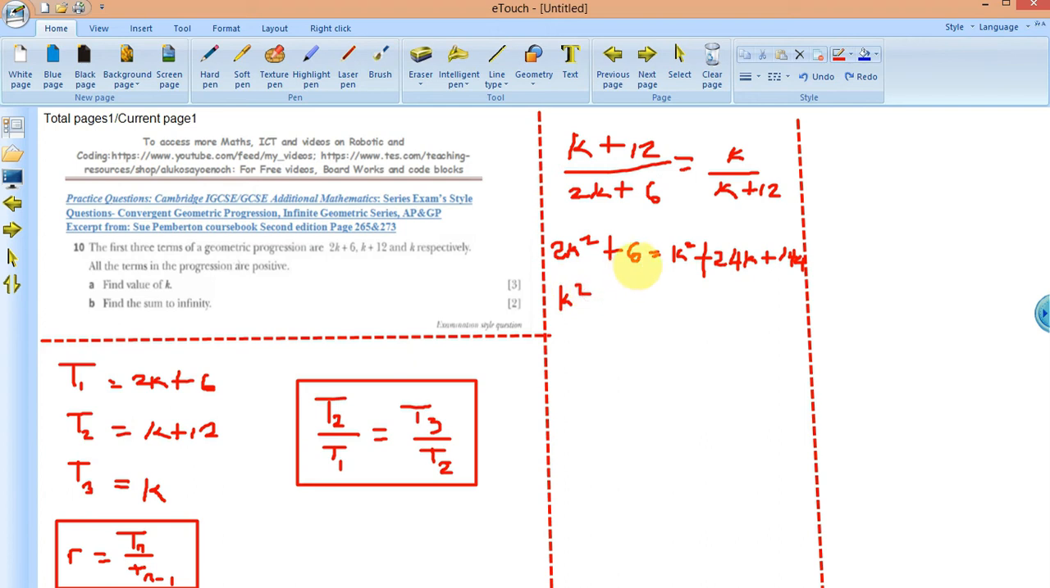This cannot be 6. This is 2k squared plus 6k. Sorry about my handwriting. So I have 6k minus 24k. 24 minus 6 equals 18k, so that is minus 18k. Then this is 12k plus 144, so that will be minus 144.